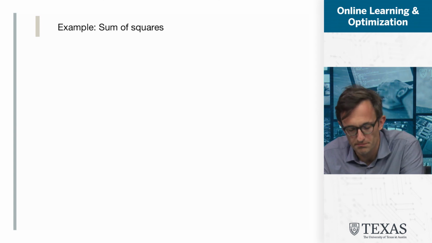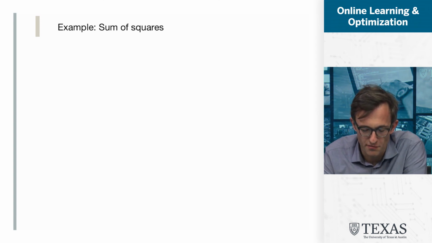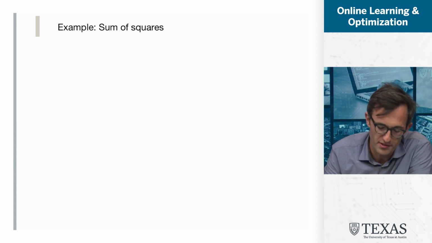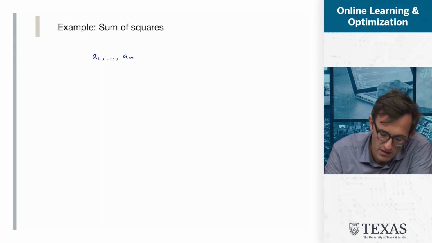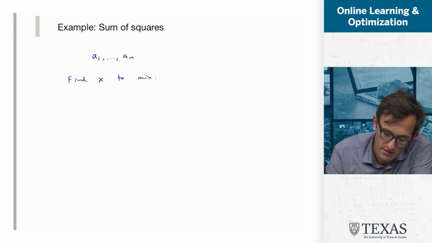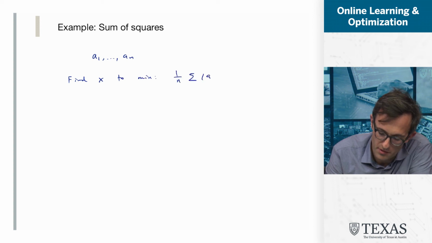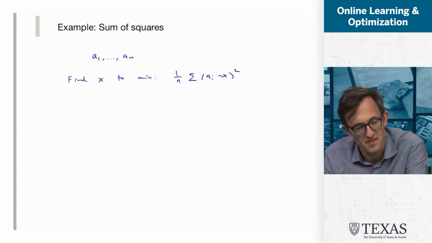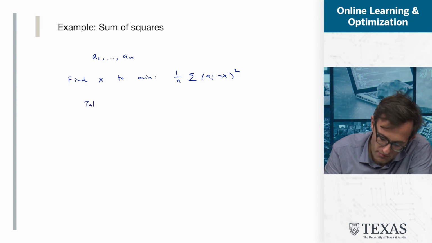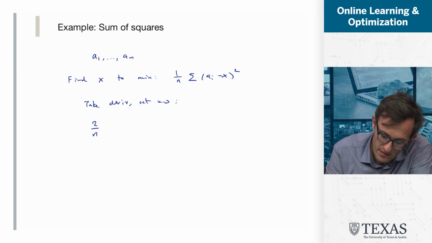We've seen this property in many cases before. Let's use some very simple examples. If you have numbers a1 to an, I want to find an x to minimize 1 over n times the sum of ai minus x squared. What do we do? Take the derivative, set it equal to 0. What does this look like? I get 2 over n times the sum of ai minus x.